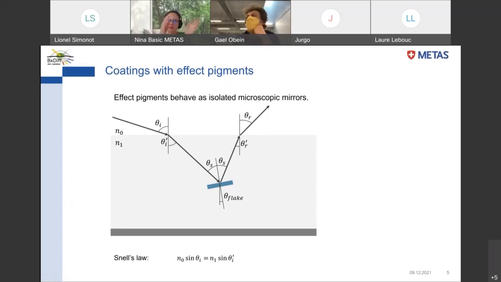So that means that really the incident angle is the same as the reflected angle. And this one is measured really from the normal of the flake. It's reflected, it goes back to this boundary between the binder and the air, and then it goes back out into the air. This is a very basic thing, but you can see that these effect pigments really behave like microscopic mirrors.